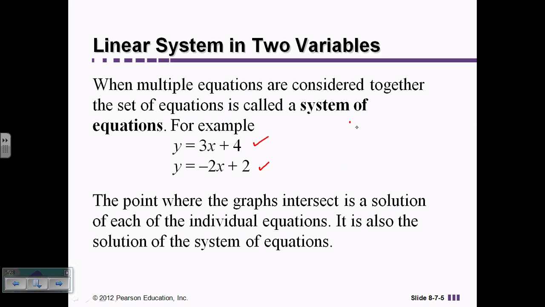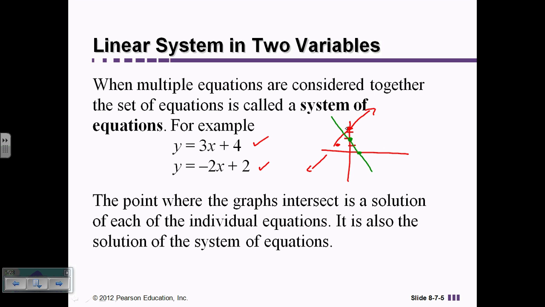So if I graph the first one, and I'm just going to do a really rough graph to give you an idea, my y-intercept is 4, and my slope is 3/1. So this is a very, very rough sketch, but there's my graph basically. And then my other graph would be at the y-intercept of 2 and a slope of -2. And so here's my other graph.